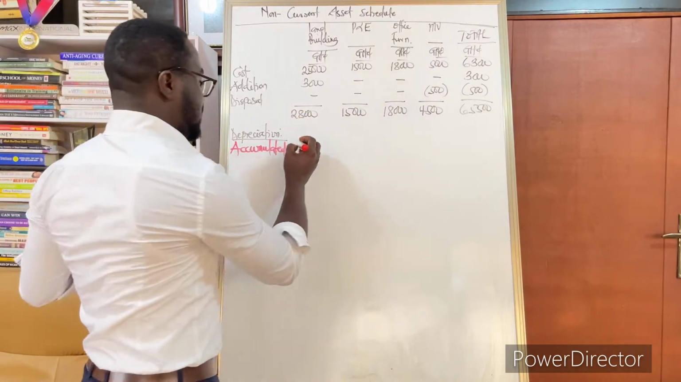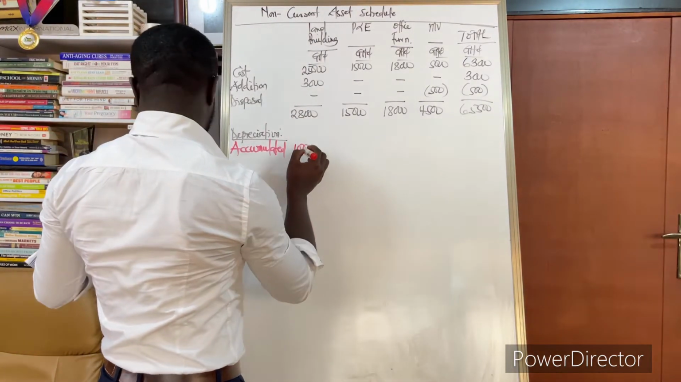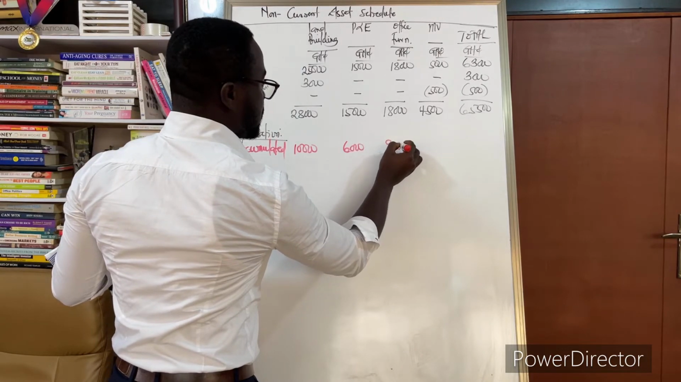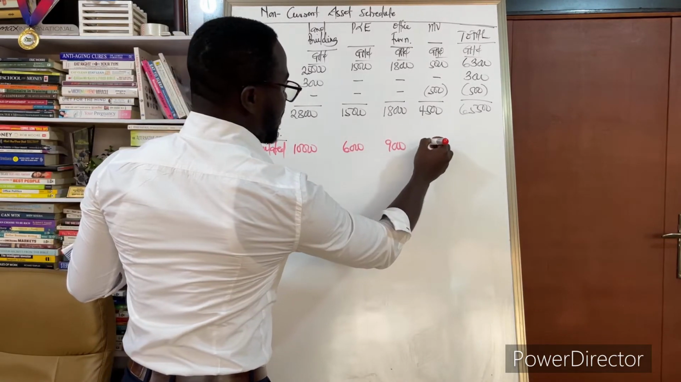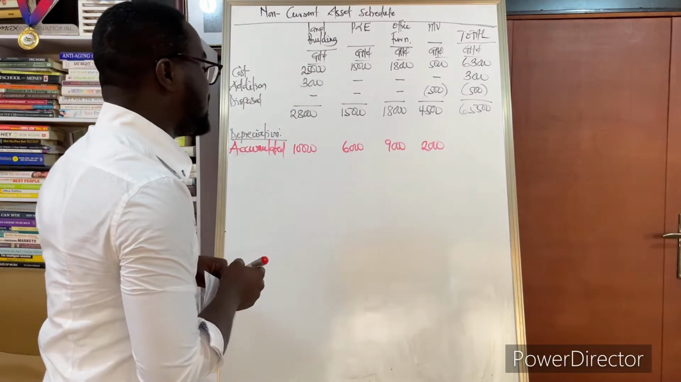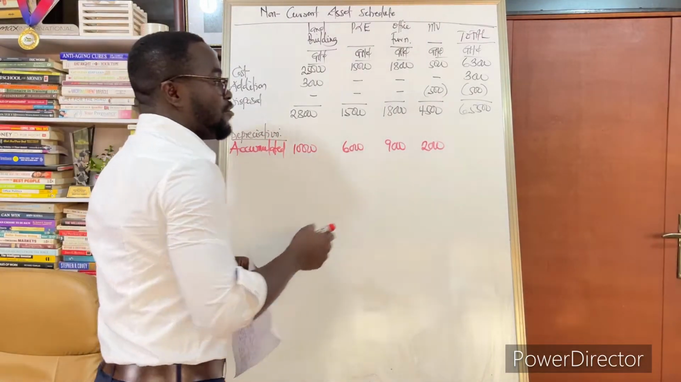This is 10,000. This is 6,000. This is 9,000. And this is 2,000. So what will be the total? 10 plus 6, 16, 25, 27,000.